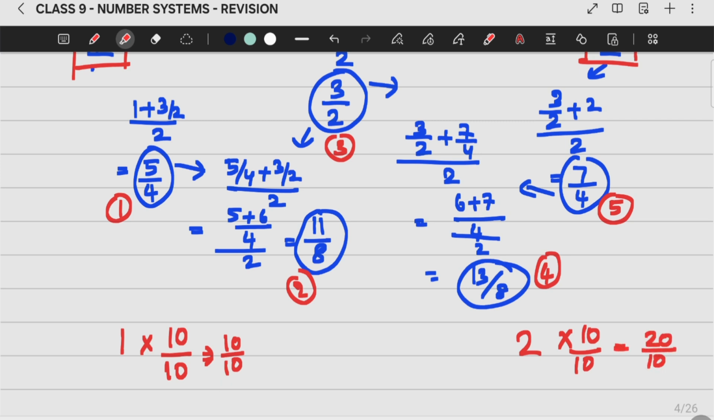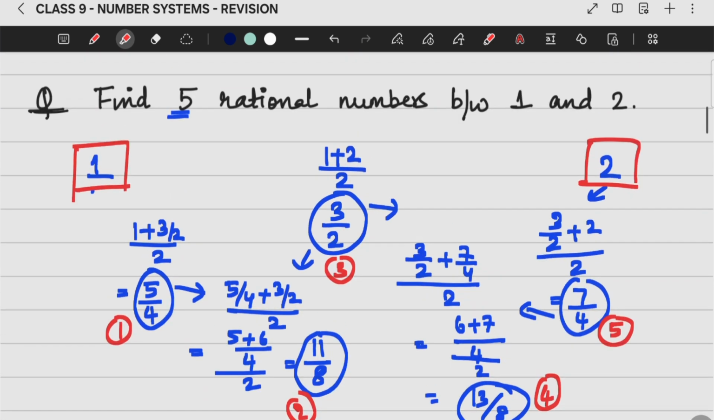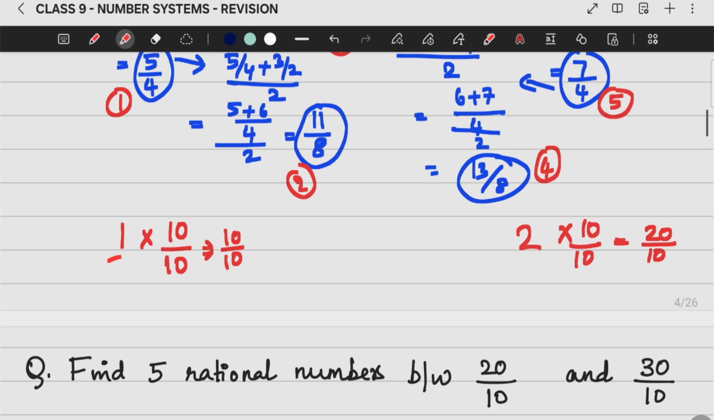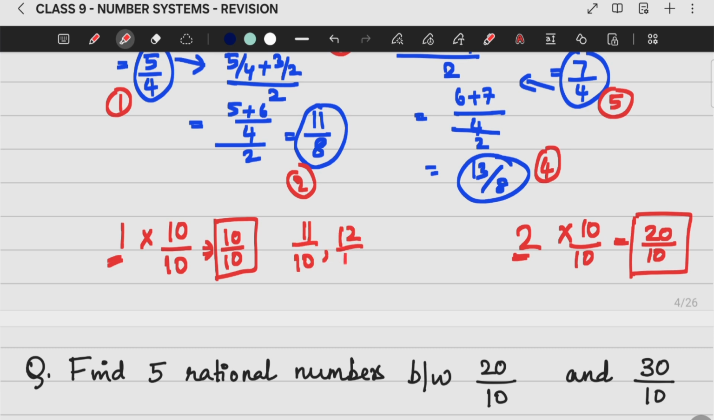Now you have made the denominators the same. Between 10 by 10 and 20 by 10, you can choose any 5 numbers. 1 is equivalent to 10 by 10, and 2 is equivalent to 20 by 10. So you can take 11 by 10, 12 by 10, 13 by 10, 14 by 10, and you can choose any number, 15 by 10.